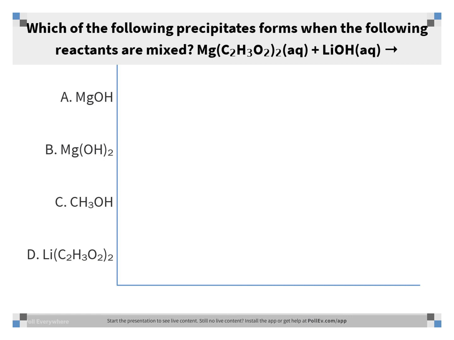We also have to be careful here that we make neutral ionic compounds. It's not just MgOH. We have to think about the charges. Hydroxide has a -1 charge, so we need 2 of them to cancel out with the +2 of the magnesium ion.